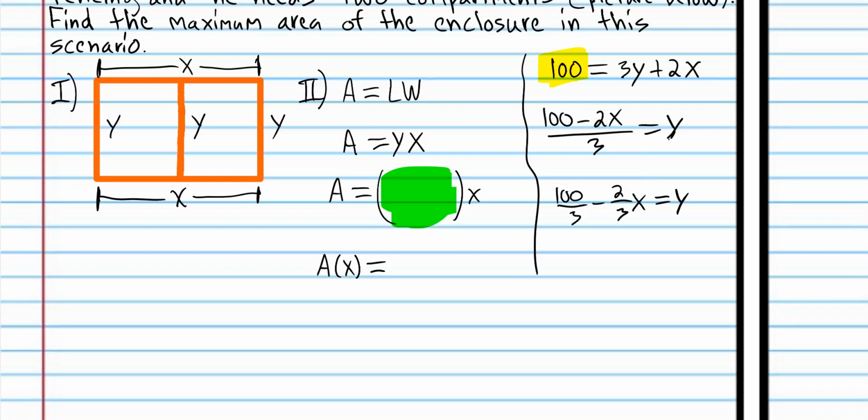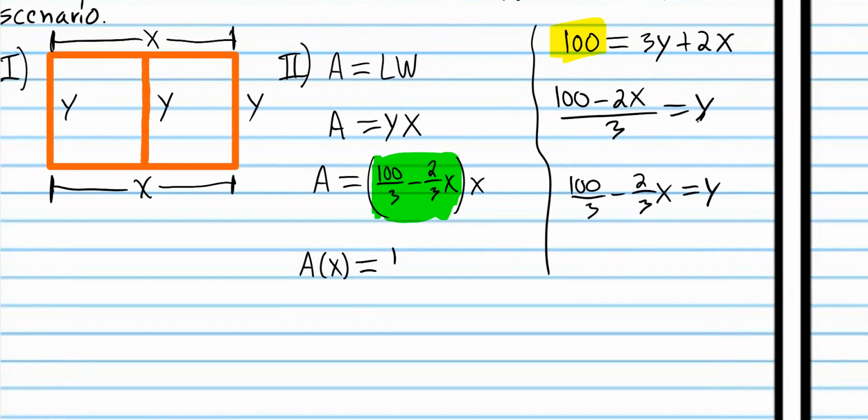So we have 100/3 minus 2/3 x. I'm going to plug that in. Again, there's a lot of different ways you can do this. So if you're doing it a slightly different way, that doesn't necessarily mean it's wrong. But of course, you do have to be careful how you write this stuff. It is math. There's a right way and a wrong way to write math.